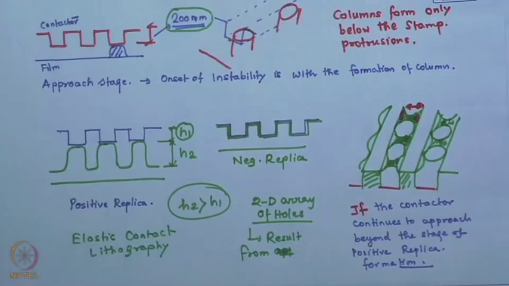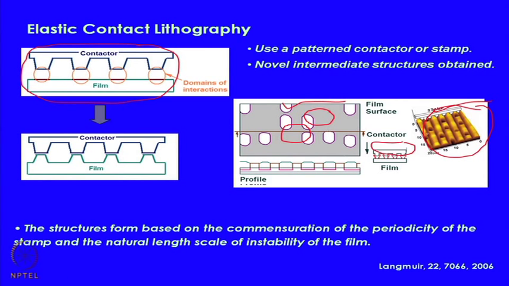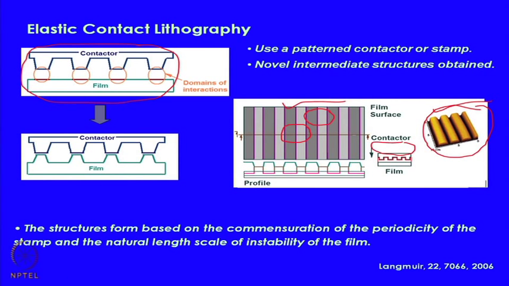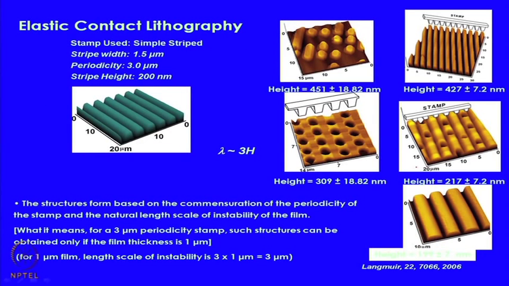So, there are some additional critical issues. Further approach will eventually lead to a perfect negative replica of the stamp, which is nothing but simple embossing. There are some critical approaches. So, using a single stamp, a simple grating stamp like this, by varying the intersurface separation distance, you now have the potential of generating a variety of structures: aligned columns, positive replica with higher feature height as compared to the stamp, array of 2D holes, etc.